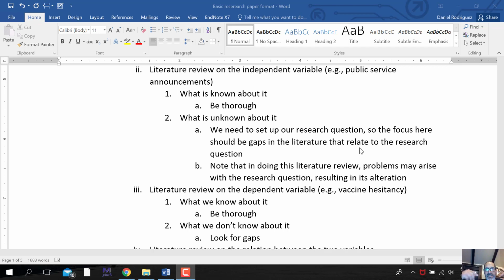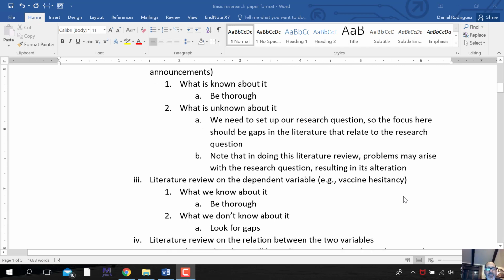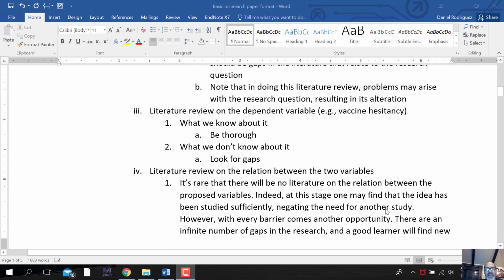As you're reading, you should be asking yourself questions. By the way, as you're reading, you may find, and this is a good point that I have at point 2b, you may find that what you're planning to do has already been done. Oh, it's like, well, everybody's doing this. So if everybody's doing it, there's no need for you to do it, unless you can find something missing in the research, like a flaw in it. So you may start off with one research question, and after reading the literature, and this is why it's so good to read the literature, you may find some gaps and alter your research question. You do a literature review on the dependent variable, in this case, vaccine hesitancy.